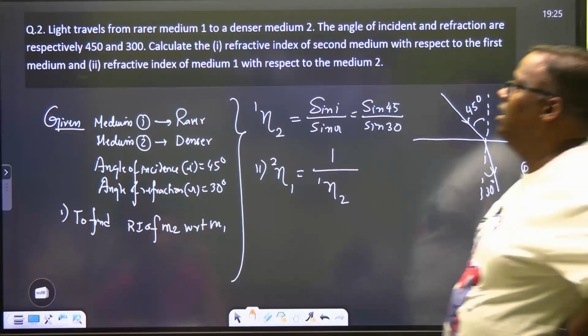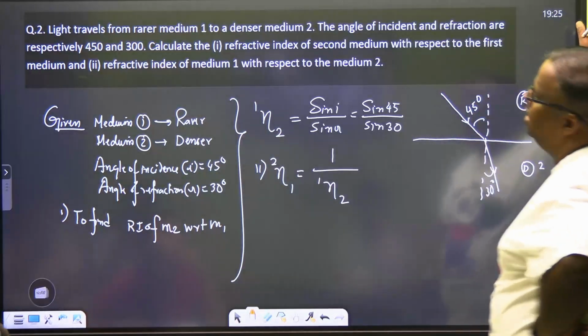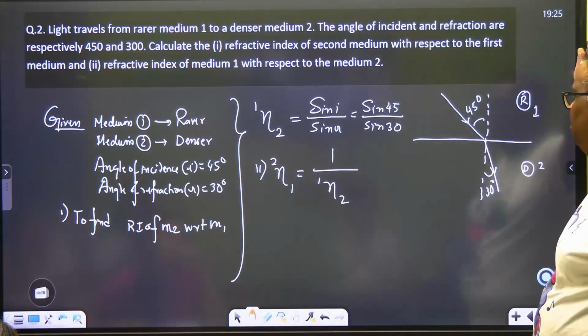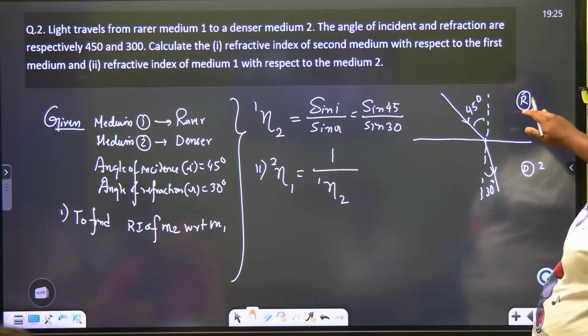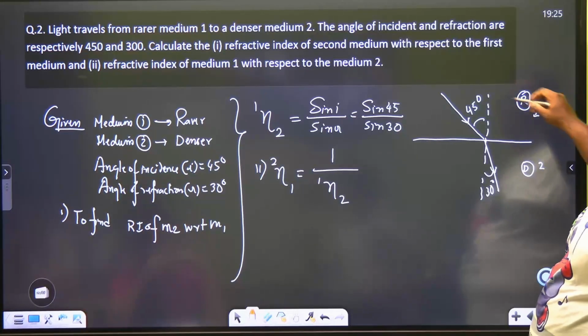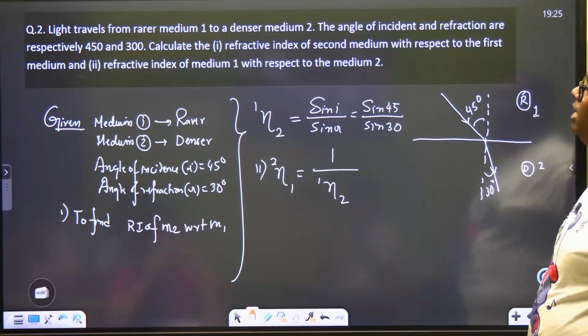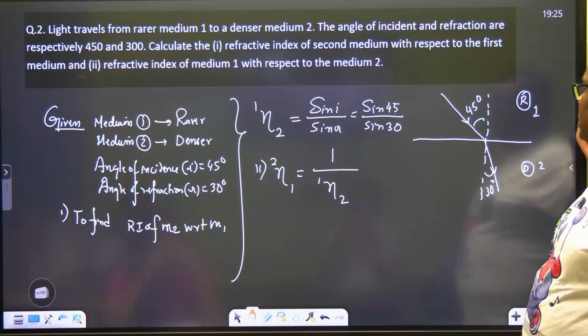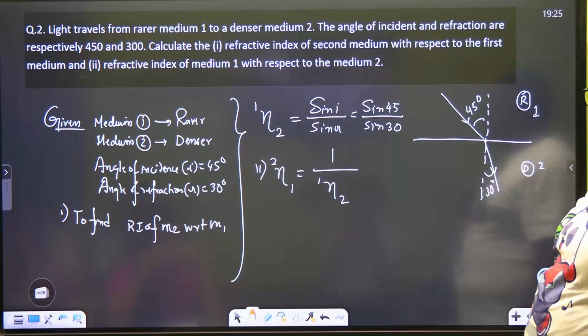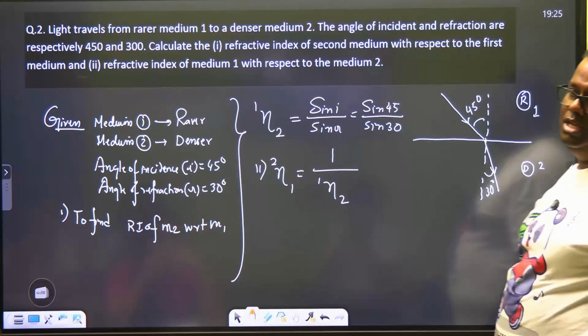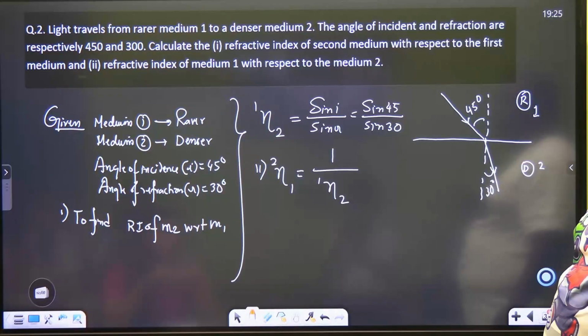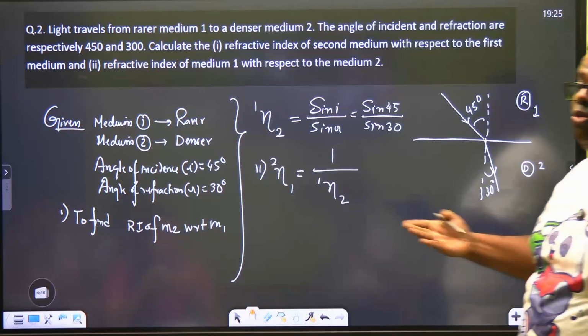Okay, so the question says light is traveling from a rarer medium. That means this is my diagram. It is traveling from a rarer medium, which means it will travel much faster. And it enters into a denser medium, creating an angle of 45 degrees as incidence and an angle of 30 degrees as refraction. The first question says, find the refractive index of second medium with respect.